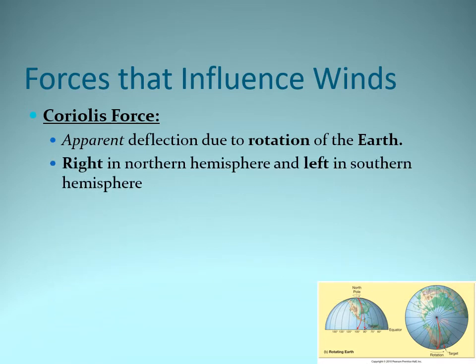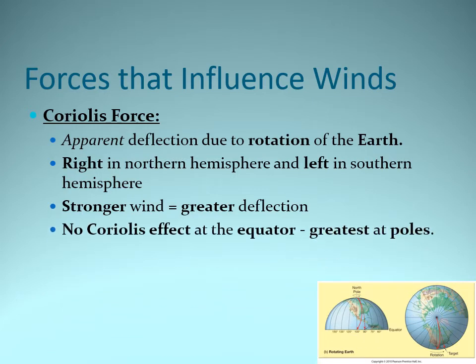Now, the effect is very simple to remember. Coriolis force moves the wind or whatever object to the right in the northern hemisphere and to the left in the southern hemisphere. So air that tries to go from high to low may actually get deflected and never really reach the low. The stronger the wind, the greater the deflection. We do not see Coriolis at the equator, but we see the greatest effect at the poles.